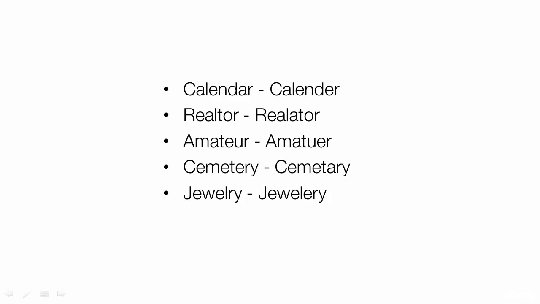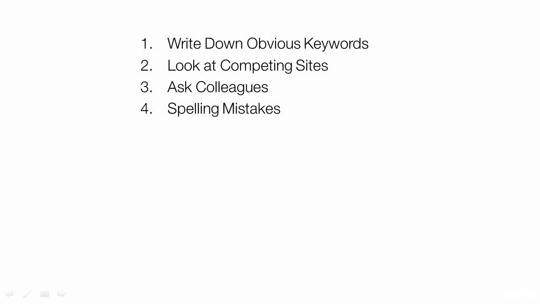Next, look for obvious spelling mistakes. Certain words are misspelled very frequently. The words calendar and realtor, for instance, amateur, cemetery, jewellery, and so on. Now, the search engines recognize misspellings and often correct for them, and so targeting misspelled words is not as effective as it was a few years ago, but it's still worth knowing and using the misspelled versions. You can actually find lists of common misspellings online.